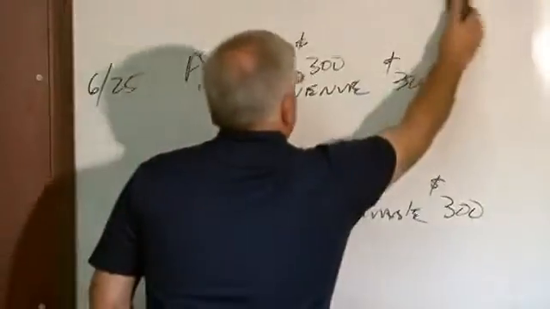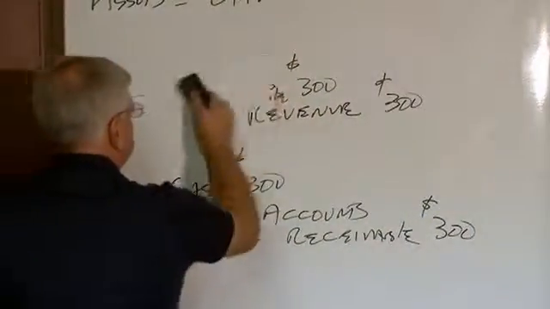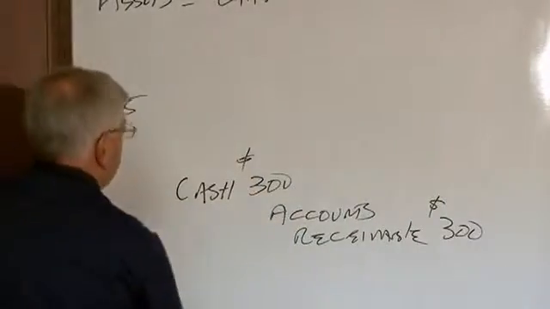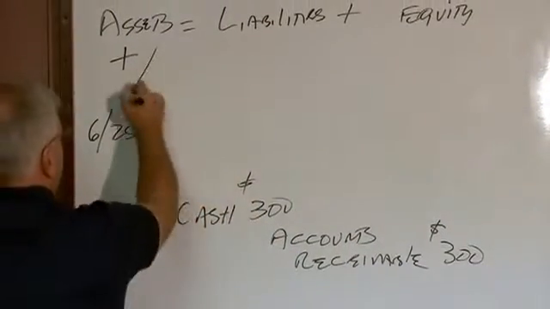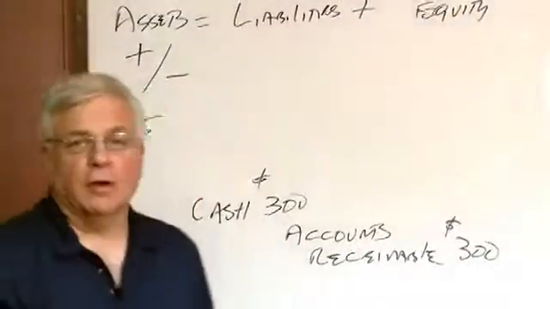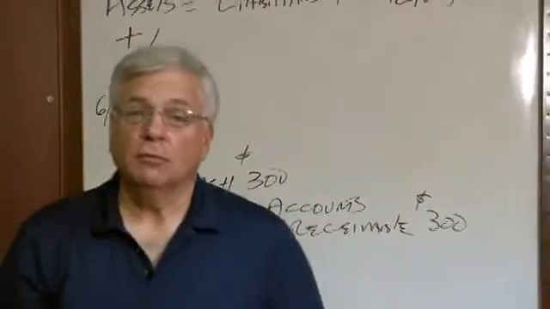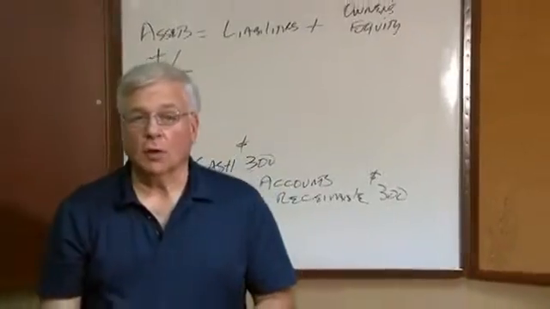If you remember the transactional effect of that one, it was entirely in the asset section. The asset cash is increasing, the asset accounts receivable drops. So we don't have any revenue effect at all when we collect an AR.